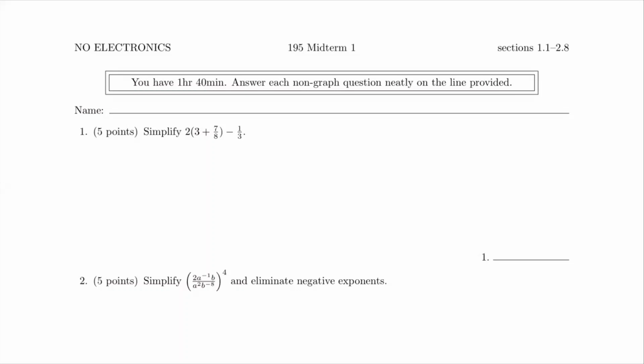In this video, we're going to be working out this sample test. This is Math 195, Midterm 1. This test covers sections 1.1 all the way to 2.8.